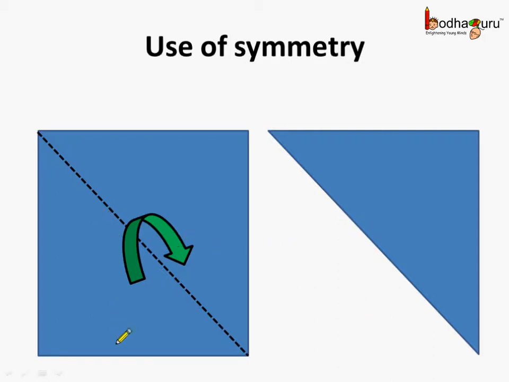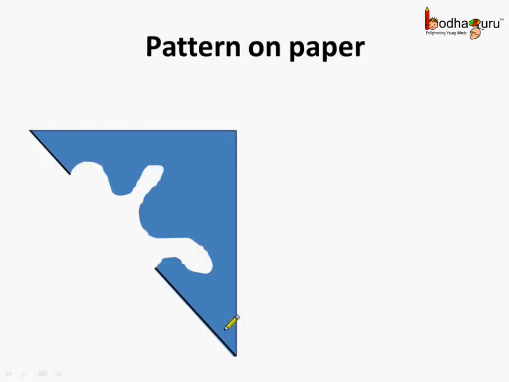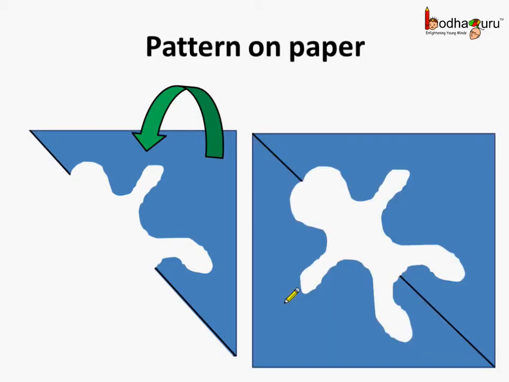Look, as the paper was square in shape, both the ends are meeting at this point after folding. Now, along the folded side, let's cut a pattern using a pair of scissors. So, this is the pattern we cut. Now, let's unfold it. What do we see? Oh, this is a beautiful pattern.